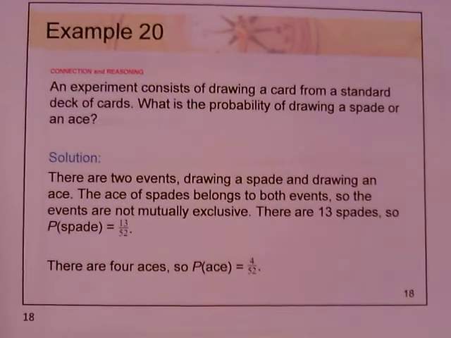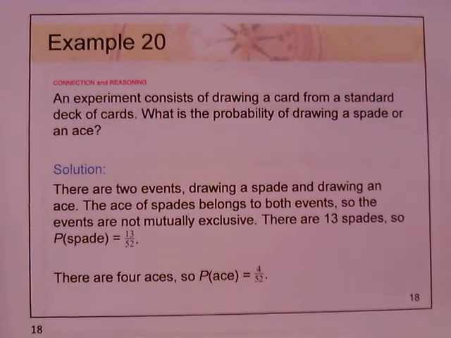Okay, we're going to apply that to example 20 in your book. An experiment consisting of drawing a card from a standard deck of cards. What is the probability of drawing a spade or an ace? And here you've got two events, drawing a spade and drawing an ace. The ace of spades belongs to both events. So those two events are not mutually exclusive, because drawing a spade, there is the ace of spade in it.